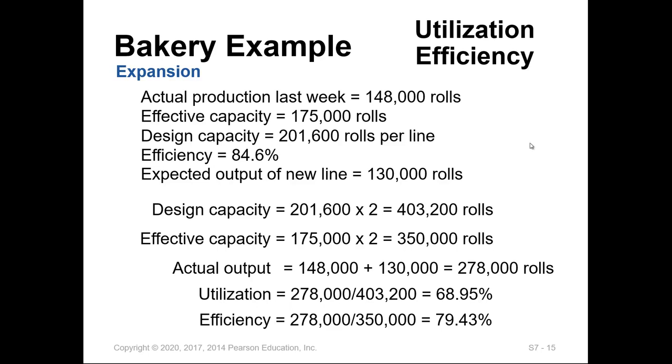Calculating the utilization and the efficiency with the new expansion, we will find that utilization decreased to 68.95%. Of course, when you have an additional line, you are spreading the work on both lines, which will decrease the utilization of each line to 68.95%, which sometimes is good to give you a chance for maintenance and for changes as needed. So since the load of production has been distributed on the two lines, the utilization will decrease. And the overall efficiency will also decrease to 79.43%.